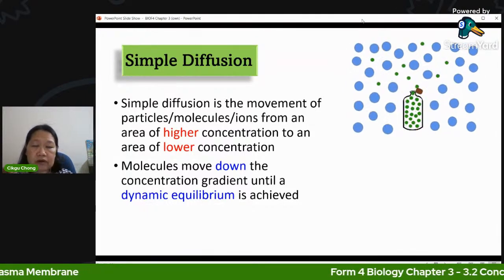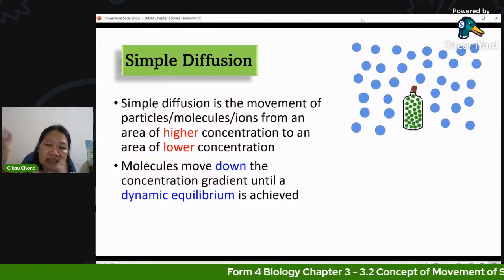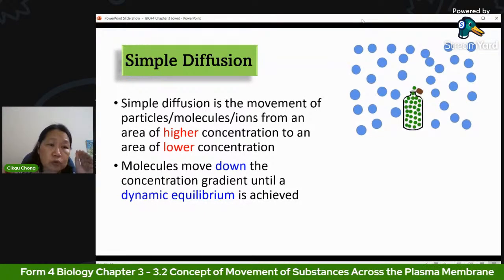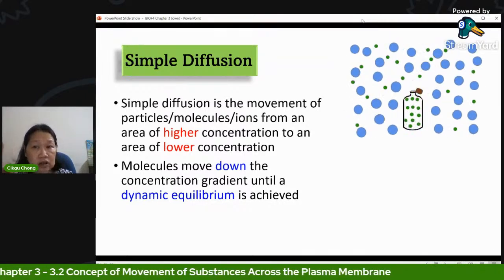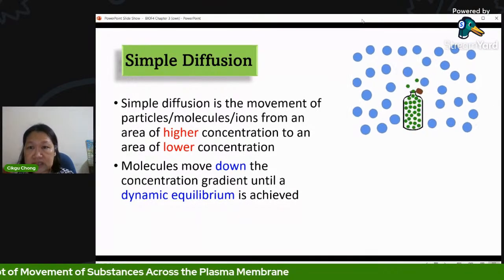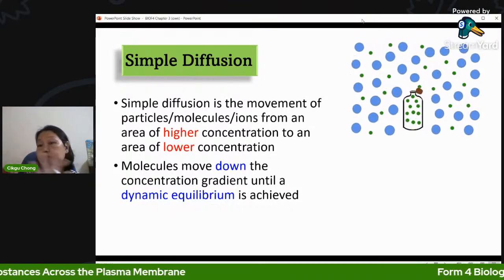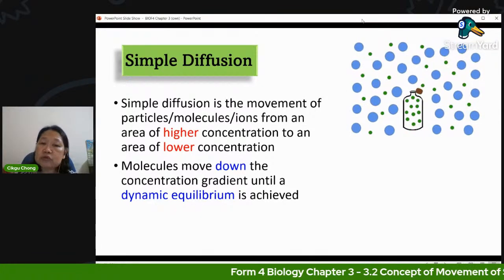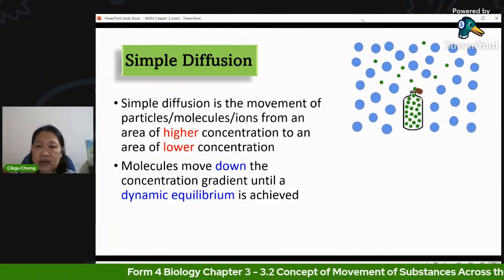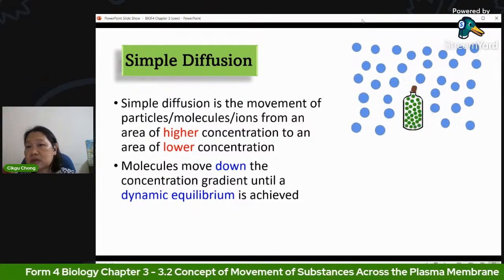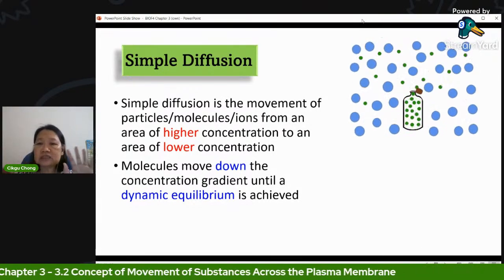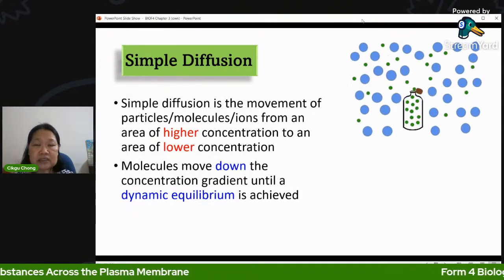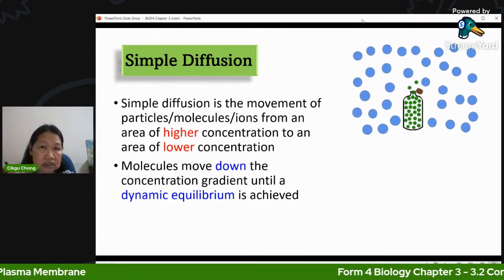Now, when does it stop? It will move until both regions have the same concentration. Just now I said you start with one place which has more, the other place has less, totally no molecule at all of this gas. So it will move until both regions have the same concentration, and then we say it has achieved a dynamic equilibrium. Dynamic equilibrium means both sides have equal concentration. When that happens, we say dynamic equilibrium is achieved.